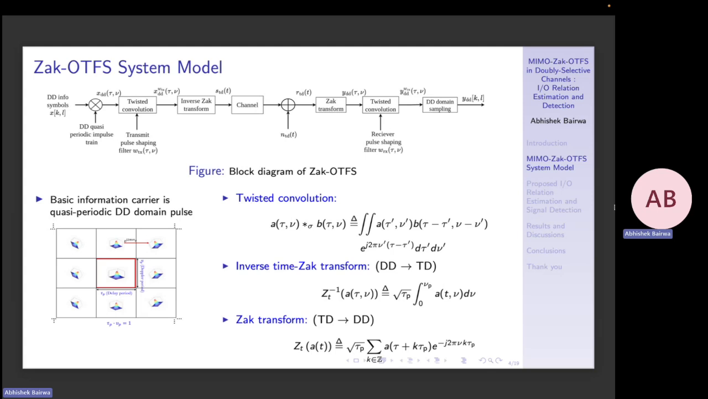The time domain signal then interacts with the channel, and at the receiver, we convert the time domain signal back to delay Doppler signal, and then we pass it through receive pulse shaping filter, whose action is also given by twisted convolution. And then we sample it and get the information symbols at the receiver side and use them to estimate the IO relation and detect the symbols.